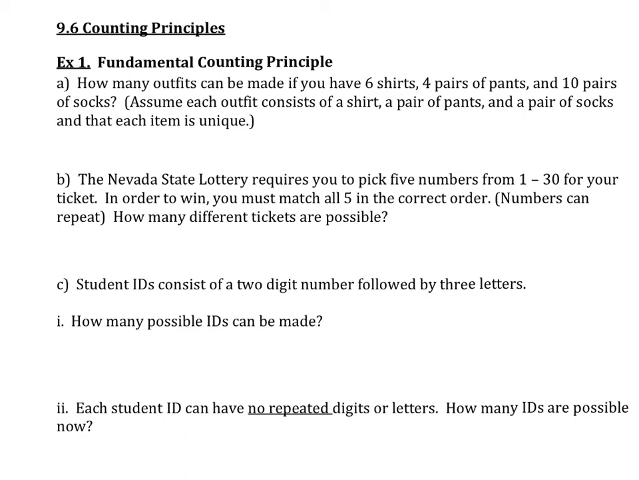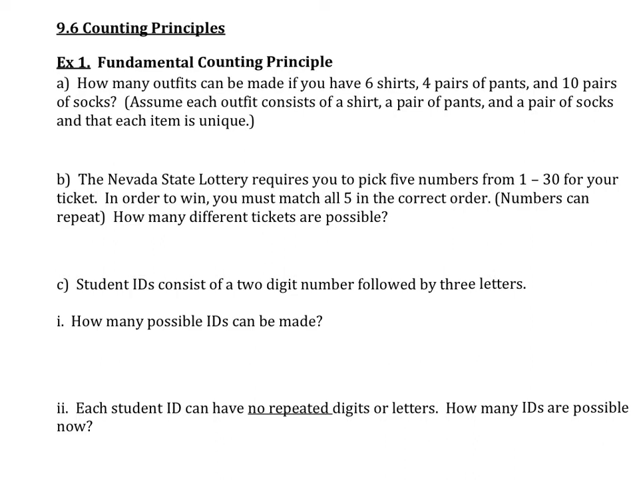Section 9.6 is the fundamental counting principle, or counting principles, but they all come back to the fundamental counting principle. So we're first going to consider the situation: how many outfits can you make if you have 6 different shirts, 4 different pairs of pants, and 10 different socks? If you wear your red shirt with your blue pants and your white socks versus your red shirt with your orange pants and your gray socks, those would be different outfits. Assume each outfit consists of 1 shirt, 1 pair of pants, and 1 pair of socks.